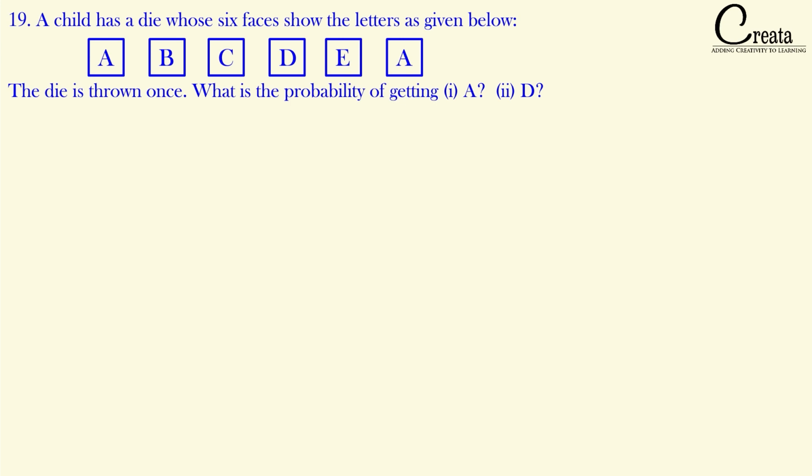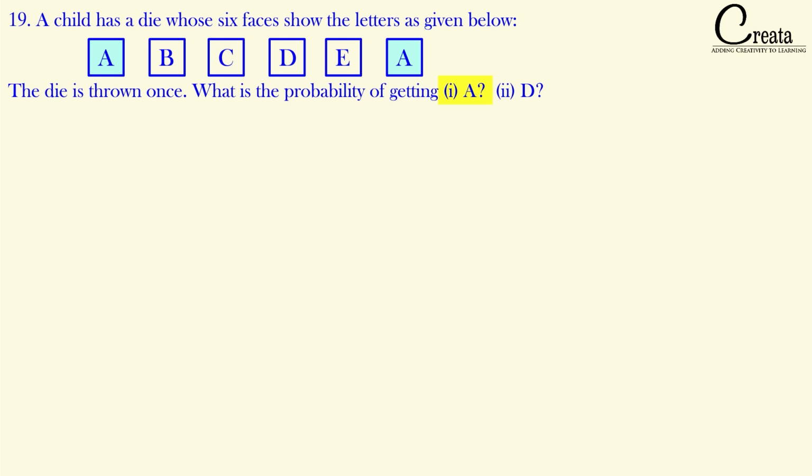So let's observe the question. This is a special type of die, not the standard die having numbers 1 to 6. It has letters A, B, C, D, E and again A. A is repeating 2 times, B once, C once, D once and E once. So we have to find the probability of getting the letter A.